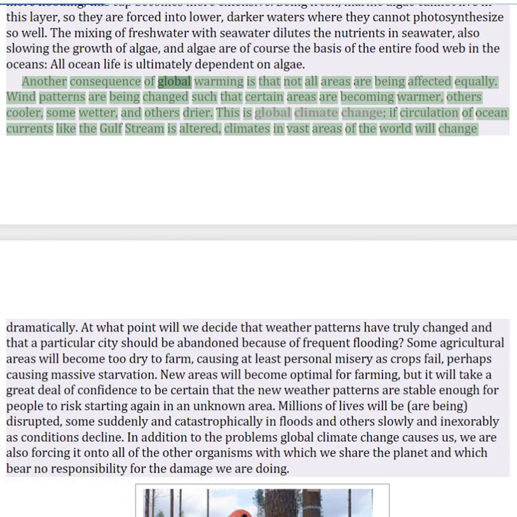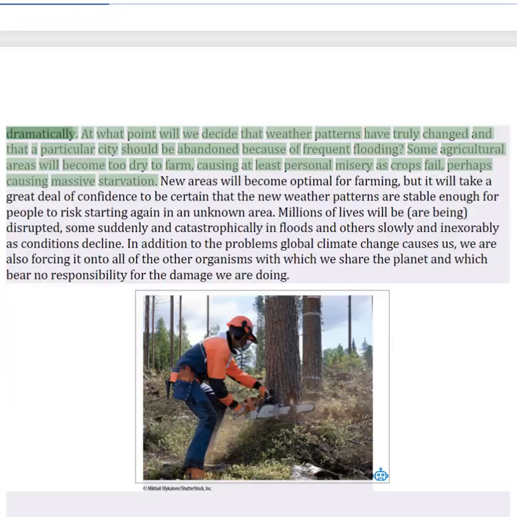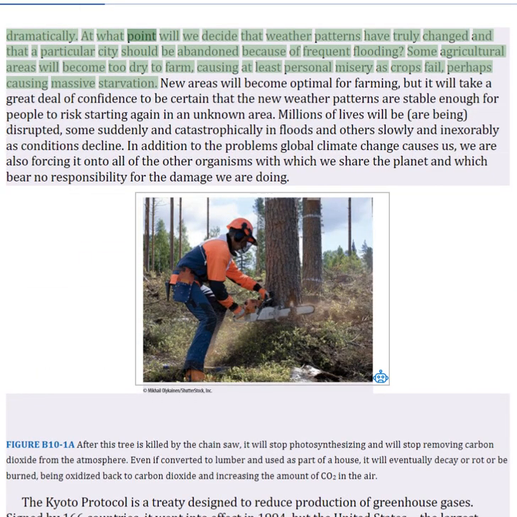Another consequence of global warming is that not all areas are being affected equally. Wind patterns are being changed such that certain areas are becoming warmer, others cooler, some wetter, and others drier. This is global climate change. If circulation of ocean currents like the Gulf Stream is altered, climates in vast areas of the world will change dramatically. At what point will we decide that weather patterns have truly changed and that a particular city should be abandoned because of frequent flooding?